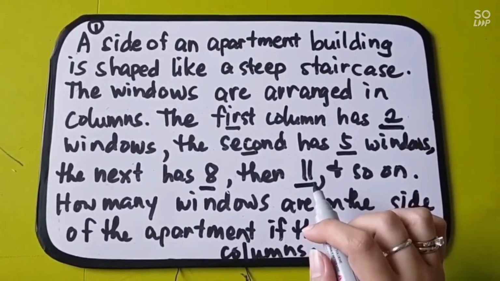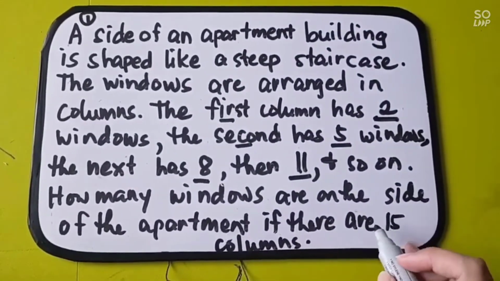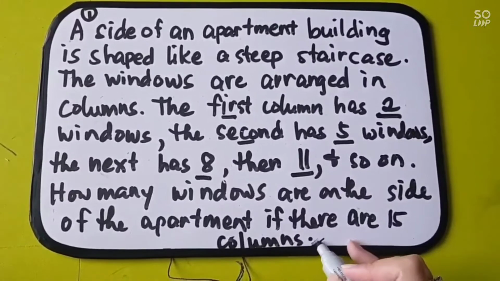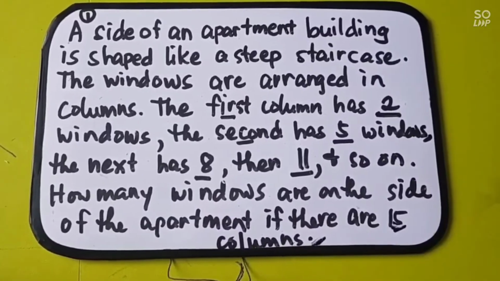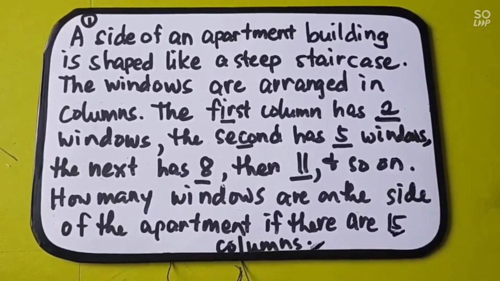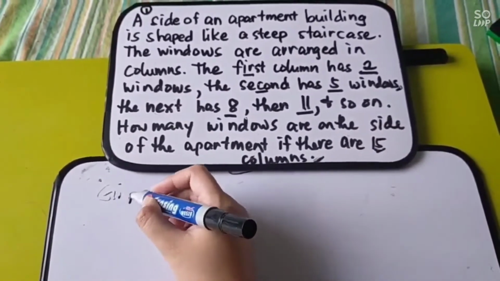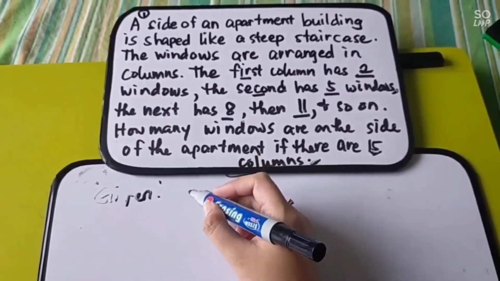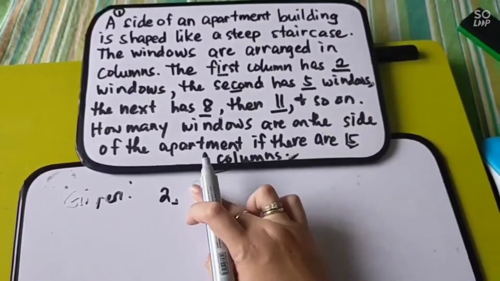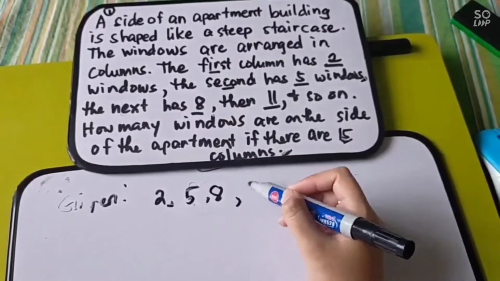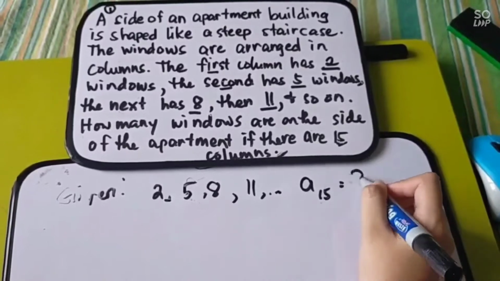So, now, let us determine if it is a series or a sequence. Sabi niya, how many windows are on the side of the apartment if there are 15 columns? Kung may 15 columns daw, ilang windows siya? So, therefore, we are going to find for A sub 15. Did you get it? So, let us have the solution. For the solution, let us have first the given. So, our given is we have 2, 5, 8, and then 11, and so on. So, you are going to find for A sub 15. So, this is the missing.